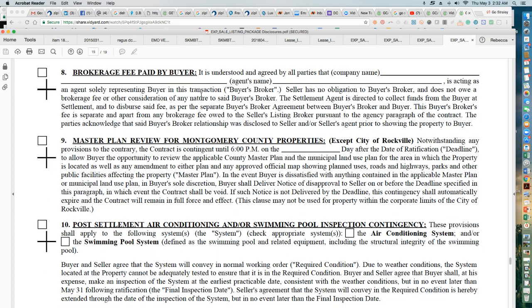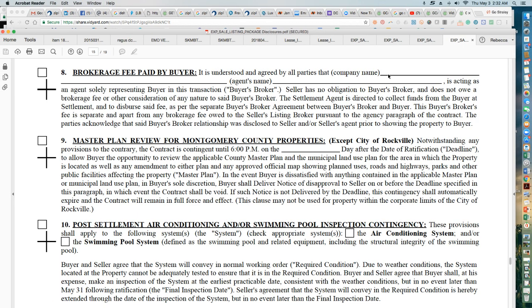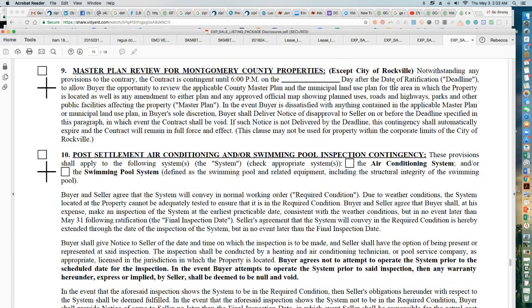Brokerage fee paid by the buyer. It is understood and agreed all parties that the company name, eXp Realty, and the agent's name is acting as an agent solely representing the buyer. So the buyer is paying the brokerage fee here, and it addresses that. So we want to make sure to put whoever is representing the buyer, their company name, and the agent's name.